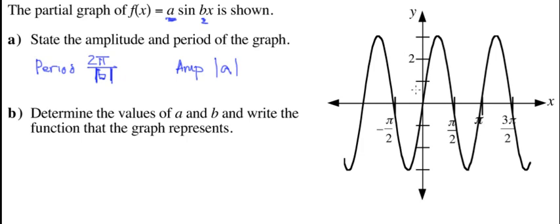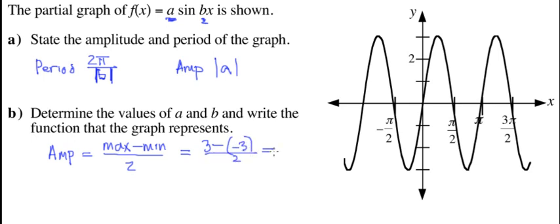Okay, so amplitude, we don't have an equation to work off of here, so for amplitude I'm going to go back to our max minus min over 2. This wave tops out at 3. It bottoms out at negative 3. Divided by 2, the amplitude is 3.